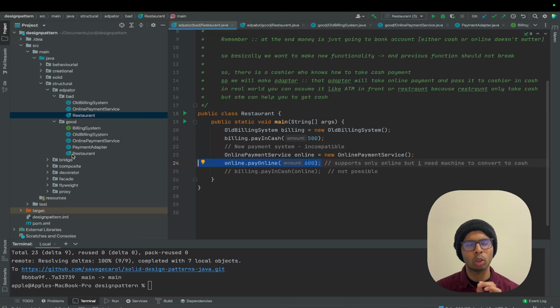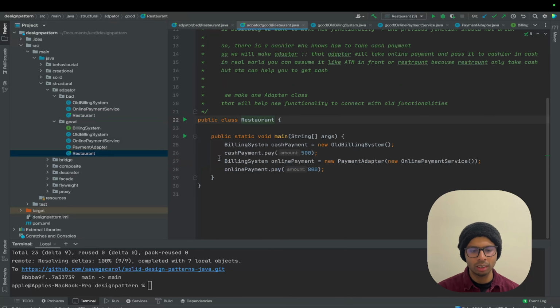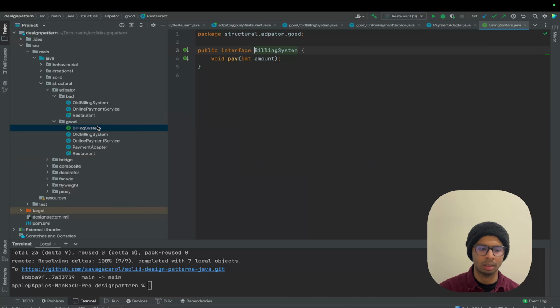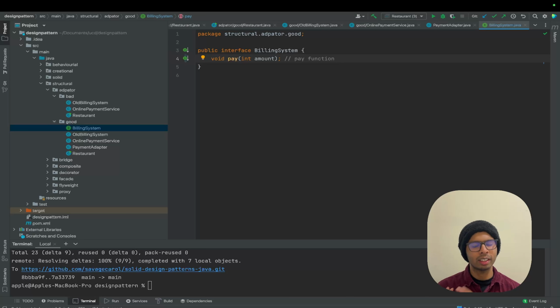We have to make some sort of an adapter by which we can convert this online money to cash. This is something that we have to do. So let's go to this restaurant class. First of all, we are going to make a billing system. The billing system has one interface that has the pay function. That is the same thing that we have seen in our notepad. That billing system is called by our old billing system and our new billing system. The new billing system is going to be our online billing system.